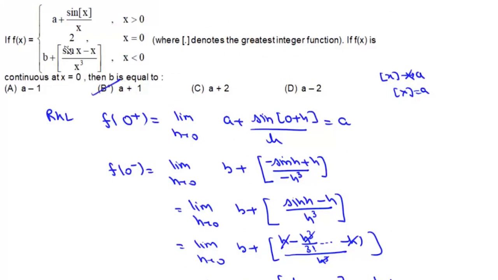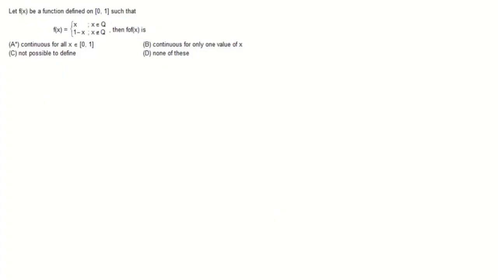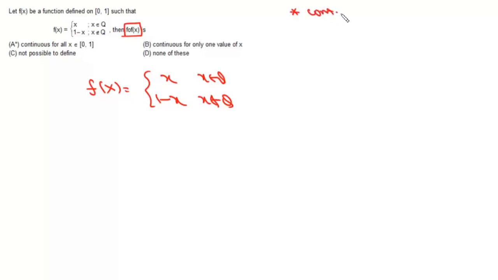And we can find the value of a and b also using this condition. Now here the question is, we are given this function f(x), which is x when x is rational, and it is 1 minus x when x is irrational. Now it says find the continuity of f(x). Now though it is not asked in this question, we'll discuss continuity of f(x).